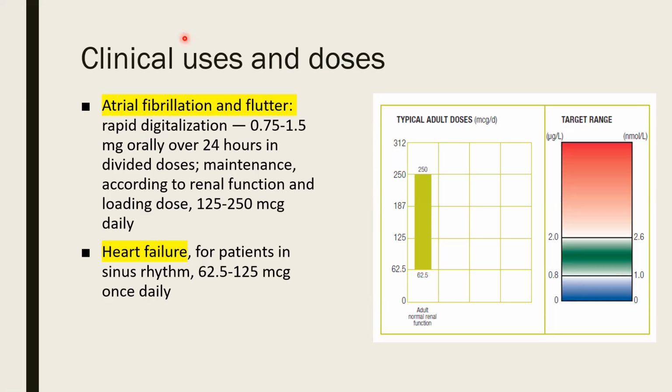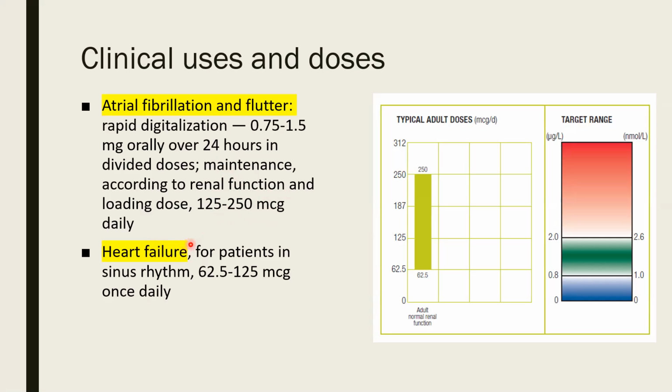If the patient has heart failure, the alternative is digoxin. For atrial fibrillation, we need rapid digitalization normally. So we aim to achieve around 1 milligram orally over 24 hours. Normally we give it in 3 to 4 doses in one day, like 0.25, 0.25, 0.25. Maintenance is according to renal function, and the loading dose is around 125 to 250 microgram. That is the typical dose.